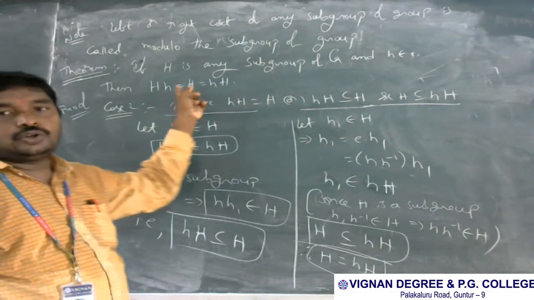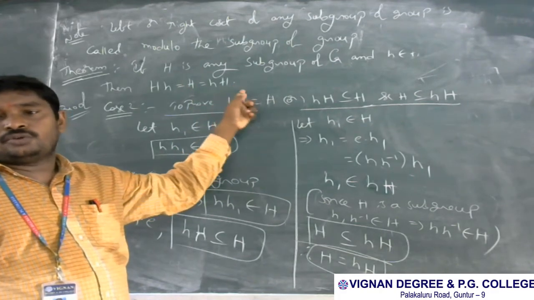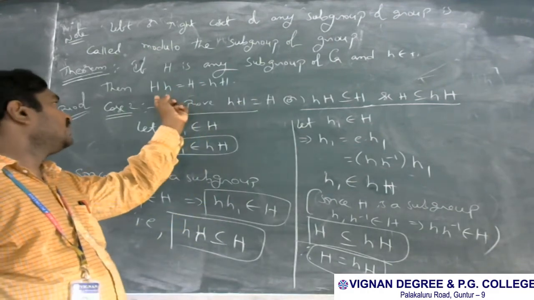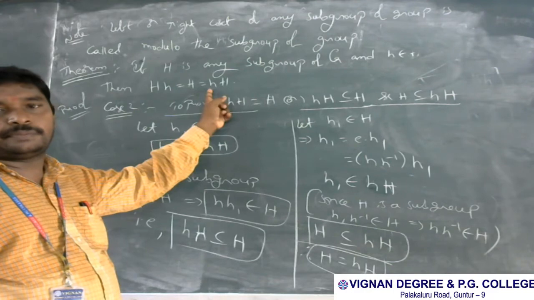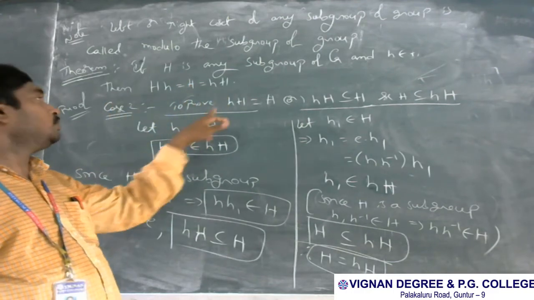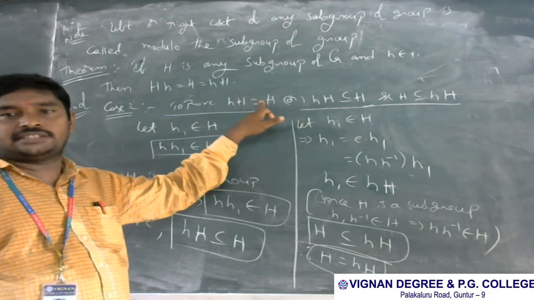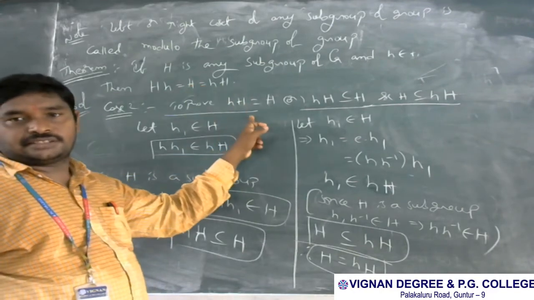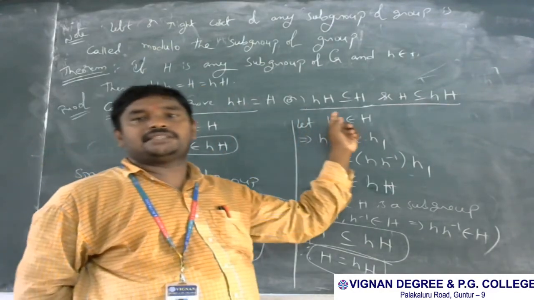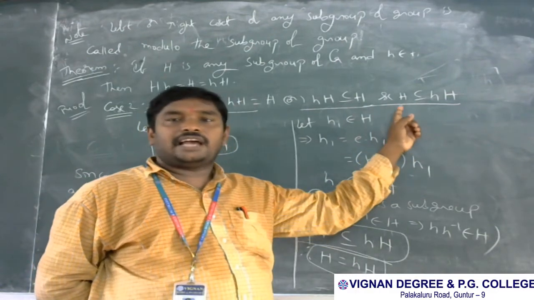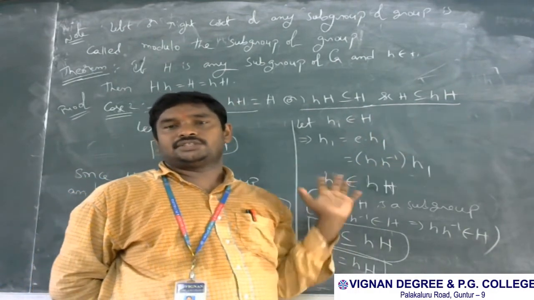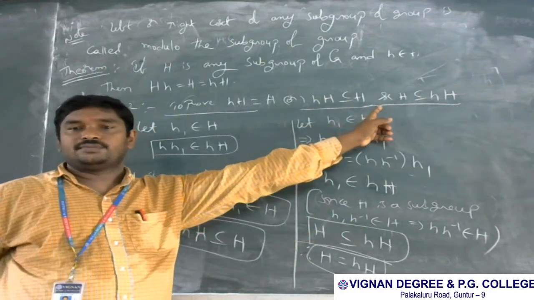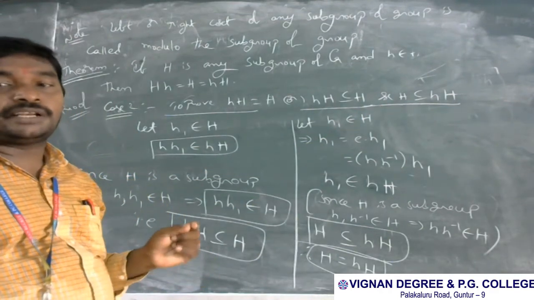So here we have two equals. Two equals means we have to prove two cases. The first case is capital H into small h is equal to capital H, over. Next case 2, capital H is equal to small h into capital H. In other words, small h into capital H is a subset or equal to capital H, and capital H is a subset or equal to small h into capital H. So first we will prove it in this way: small h into capital H is a subset or equal to capital H.